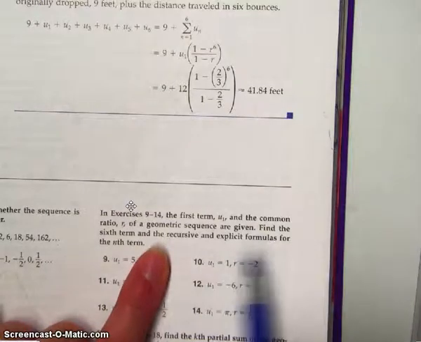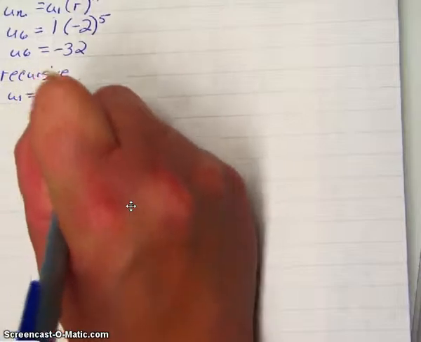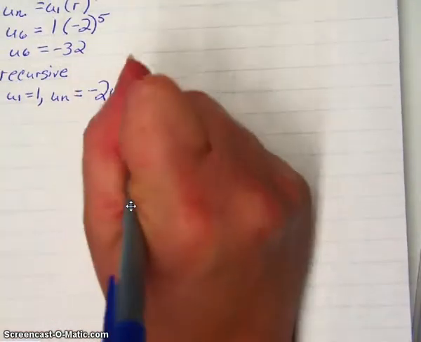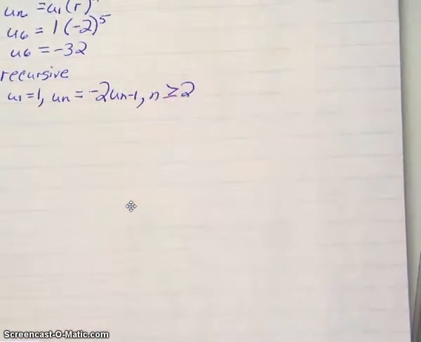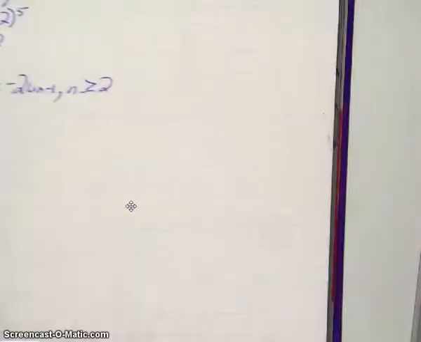All right, they're asking for both a recursive and an explicit formula. So the recursive formula, you have to state the first term. You have to give an algebraic expression in terms of the previous term, so it's u sub n is equal to the common ratio, which is negative 2, times the previous term, for all n greater than or equal to 2. That's recursive. Explicit.